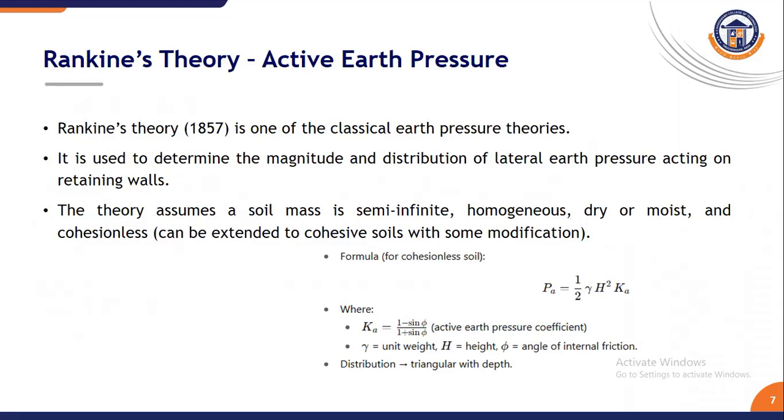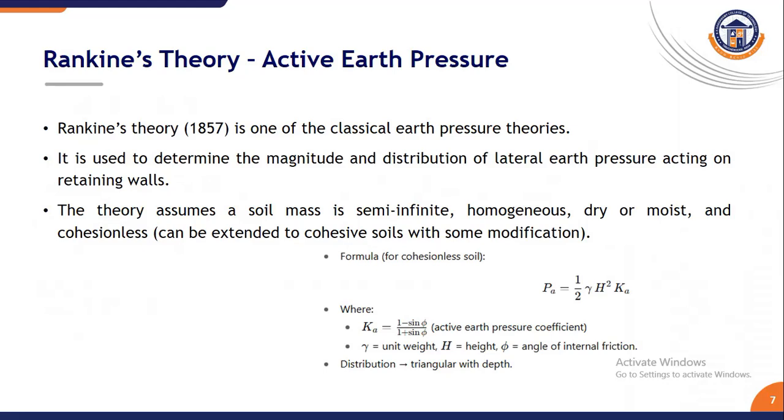And then this one is Rankine theory with active earth pressure. This is the formula for cohesionless soil for the active earth pressure: Pa equal to 1 by 2 gamma h square Ka. Here gamma refers to unit weight, h is equal to height, and phi is equal to the angle of internal friction. Here Ka is calculated by using the formula 1 minus sin phi divided by 1 plus sin phi. Here phi is the angle of internal friction of soil.